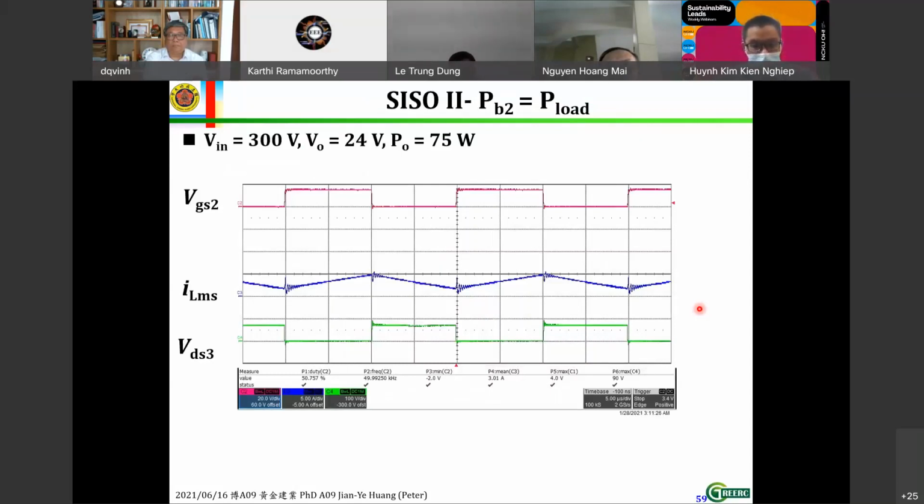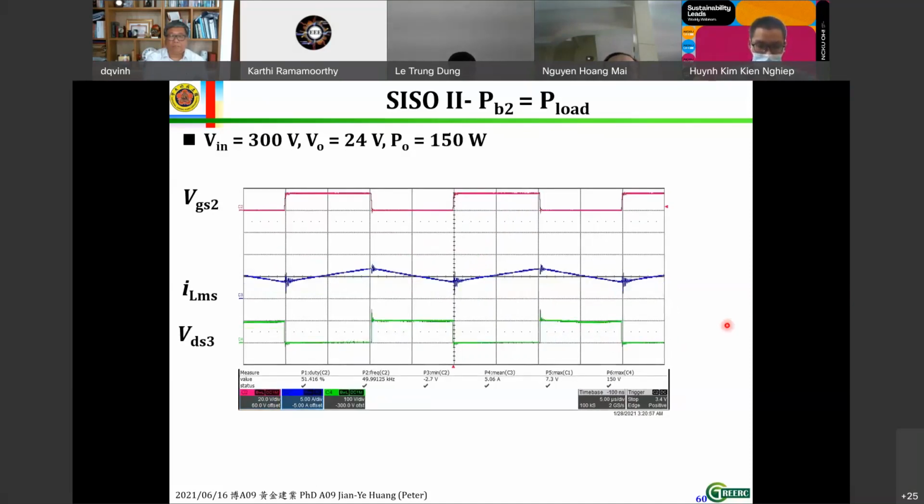And this figure shows the measured waveform of the Tsorng-Juu mode when Vin equals 300 volt, Vin equals 48 volt and VO equals 24 volt, at 50% load. And this is the full load condition when energy transfers from battery to load.